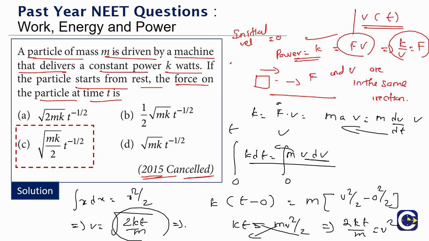Once we get v, we will use the same formula: F is equal to K by v. So with both methods we get the same answer, either by using the work energy theorem method or the integration method. First we get the velocity and then we use the relation power is equal to F into v. Then we get the force function.